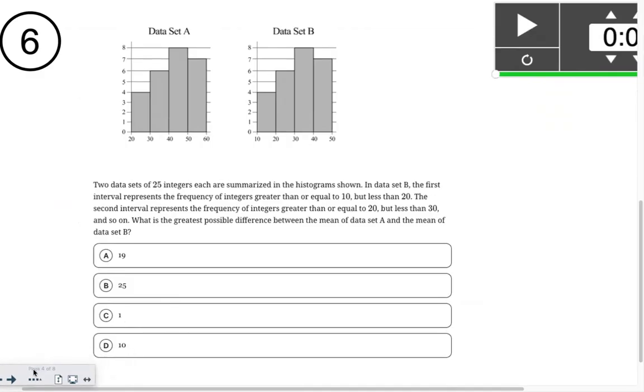All right, so we got data set A and data set B. There are 25 integers in each. In data set B, the first interval represents the frequency of integers that are greater than or equal to 10. They're just telling us that this interval here is greater than or equal to 10 but less than 20. So we're including the number on the left, but not the number on the right. What is the greatest possible difference between the mean of data set A and the mean of data set B?